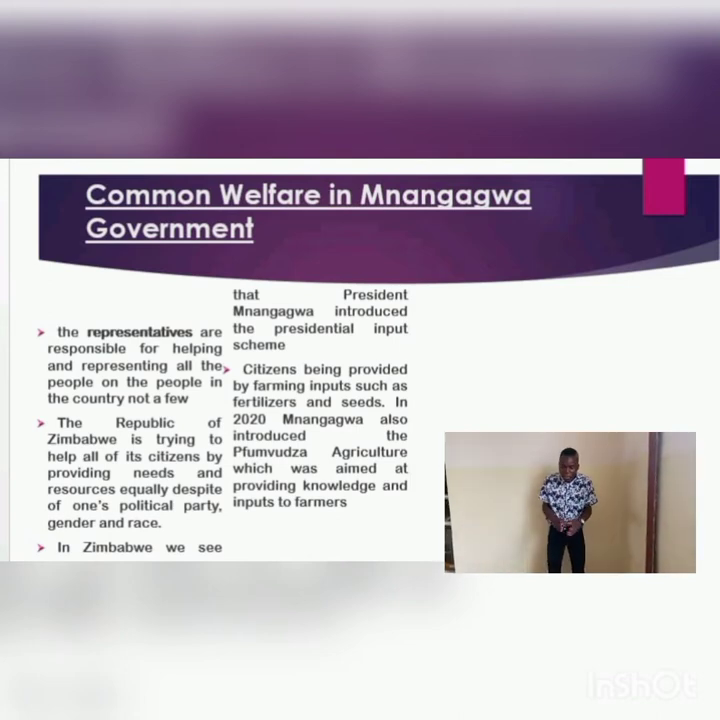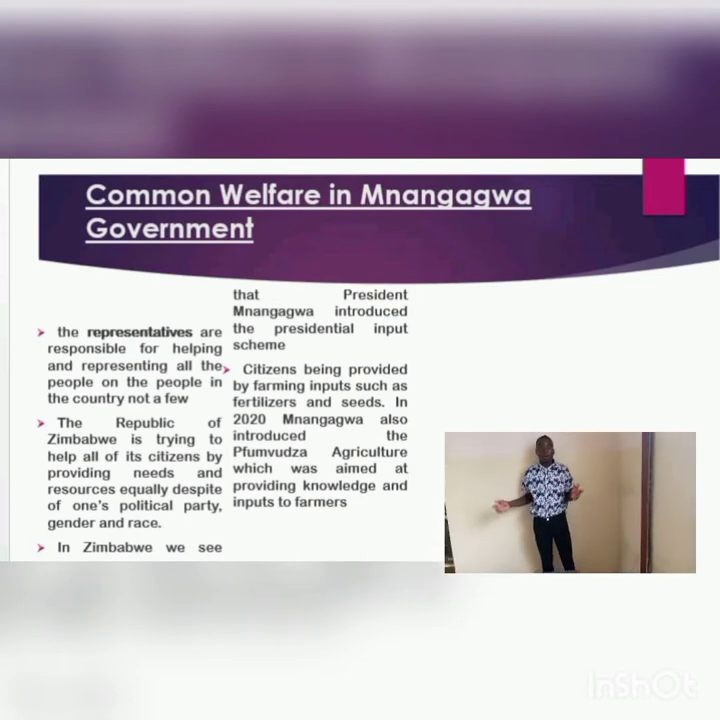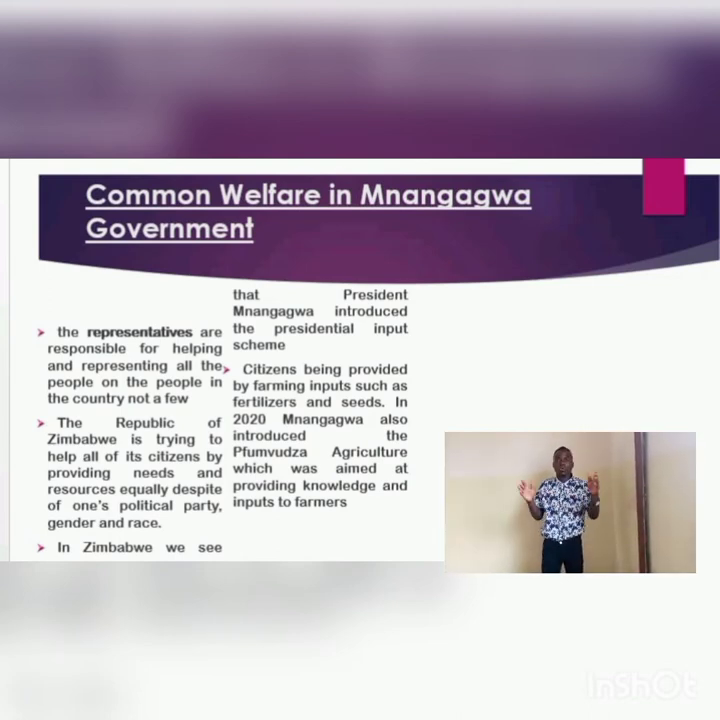We find that the representatives that are chosen by the people are also responsible for representing all the people in the country, not a few. The Republic of Zimbabwe is trying to help all its citizens by providing needs and resources equally despite of one's political party. President Mnangagwa introduced the presidential borehole scheme, whereby he managed to provide borehole water for most cities, especially in Harare, in areas such as Kwanza, Nakambuzuma, and so forth. He was able to provide borehole and tapped water also in Masvingo, in different areas, where he catered for every citizen in the country.